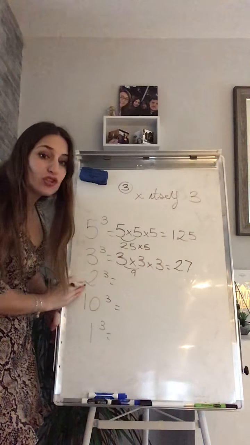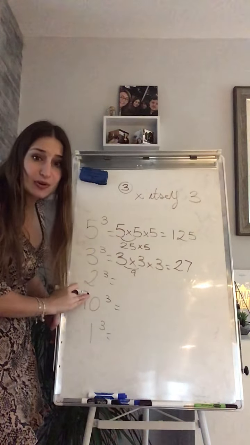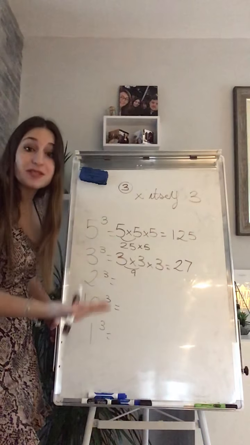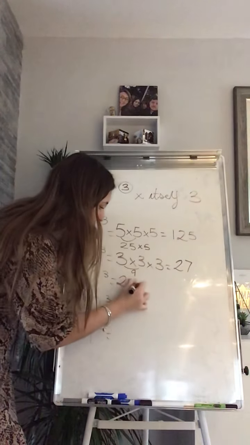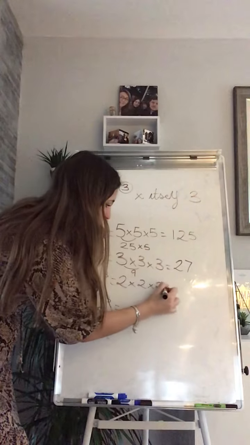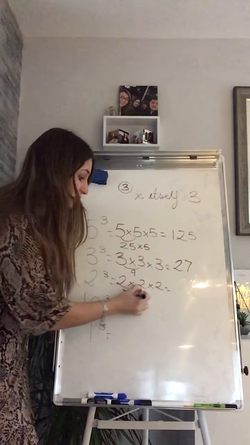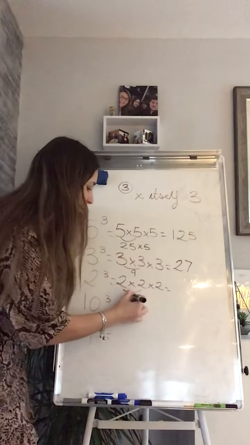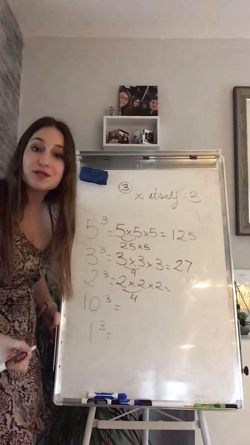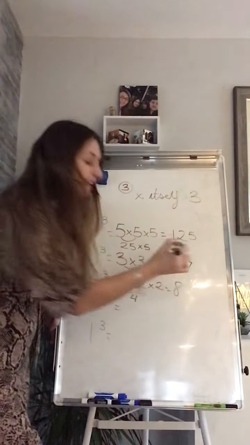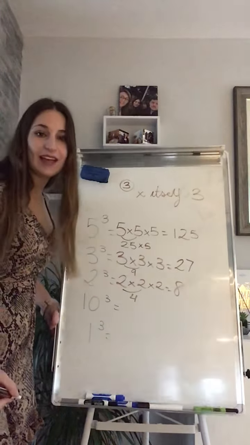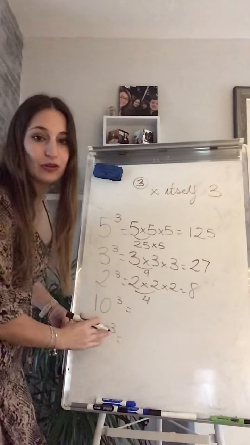Let's go to my next one. That doesn't mean 2 times 3. No, it means 2 times 2 times 2. Okay, I know that 2 times 2 is 4. 4 times 2 is 8. Okay, and let's go to my next one.